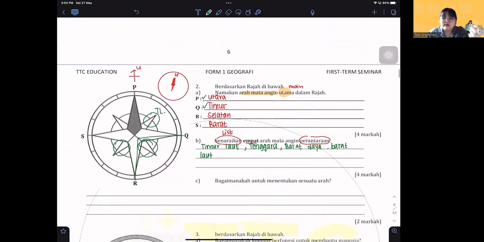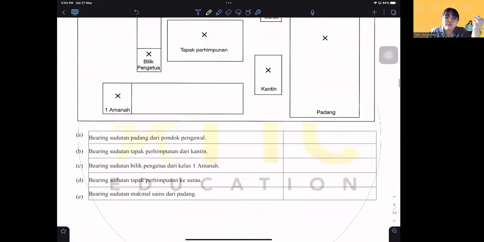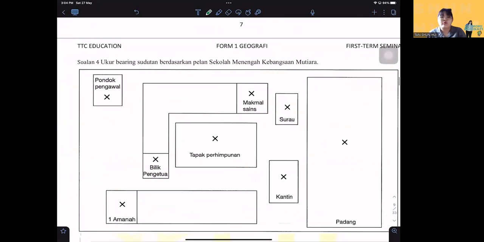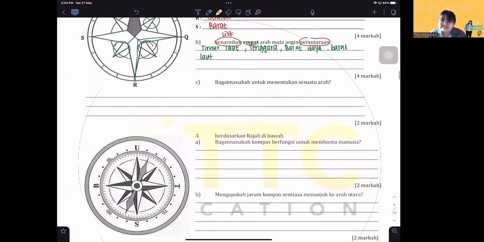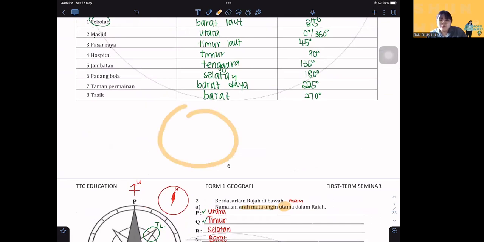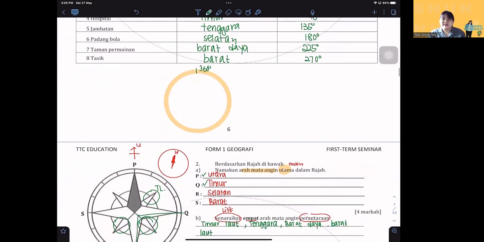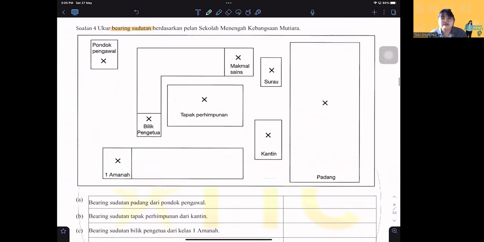Before I go on, I give you another type of question. Question four, another way of asking. They say, ukur bearing sudut, measure, berdasarkan plan Sekolah Menengah Kebangsaan Mutiara. Now this one, they gave you 3.75 for Barat Laut, 3.15. Cannot be 3.75. Why? One complete circle is 360 only, so cannot be 3.75. Be careful.